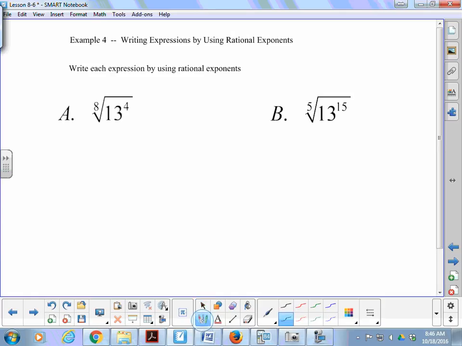So my base is 13, and I'm going to have a rational exponent, so a fractional exponent. The index is the denominator, and any other power, whether it's under the radical or outside the radical, is the numerator. So this simplifies to 13 to the 1/2 power, which would be the square root of 13.